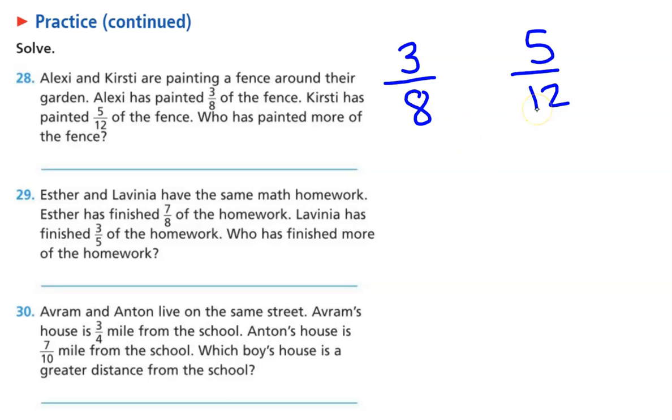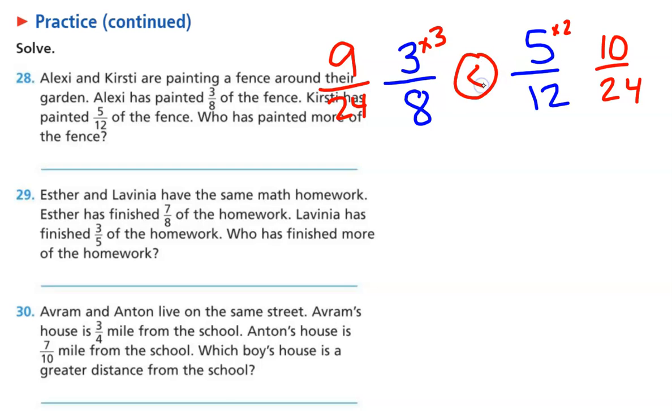Again, you could do 8 times 12, which would equal 96, but what's even easier is to change them both to 24ths. How do I get from 8 to 24? That's going to be times 3. So I'll do 3 times 3 is 9. And then how do I get from 12 to 24? That's times 2. So then 5 times 2 will give me 10. And then I can see that 5/12 was greater than 3/8. And so then that means that, which one had 5/12? Kirsty. So Kirsty has painted more of her fence.